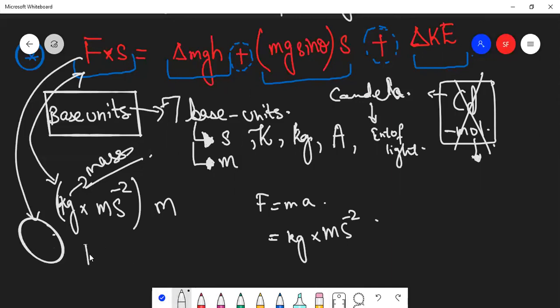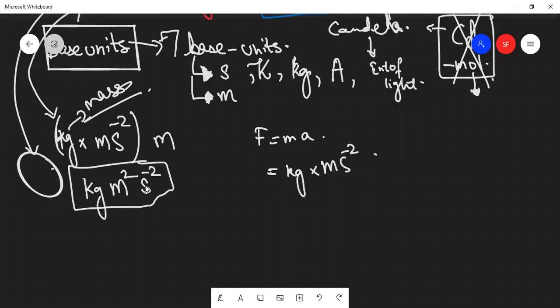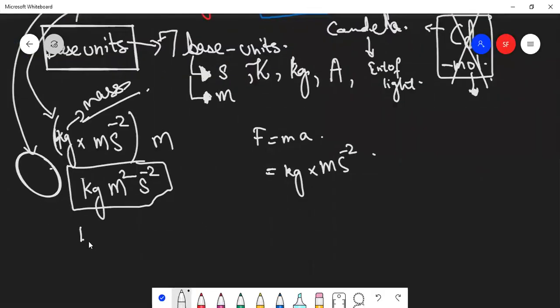We get kg, which will stay as it is. The meter gets multiplied with the meter, so it becomes meter squared, and s minus 2. This is the base unit of force into distance, okay? The base unit of force into distance is kg m squared s minus 2. Or in other words, I could say this is the base unit of energy.